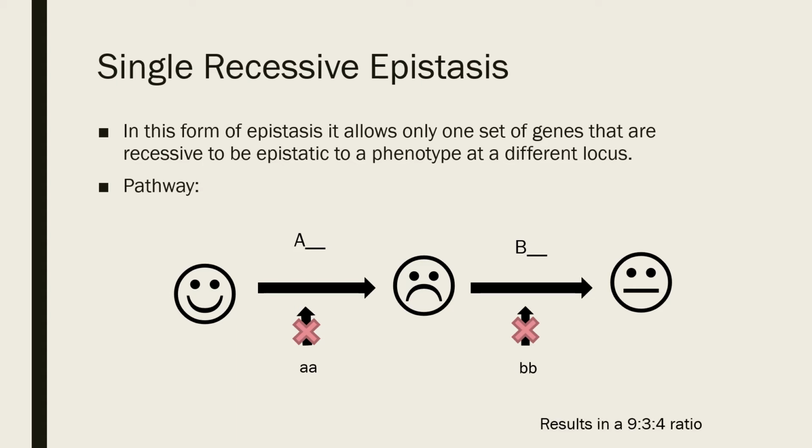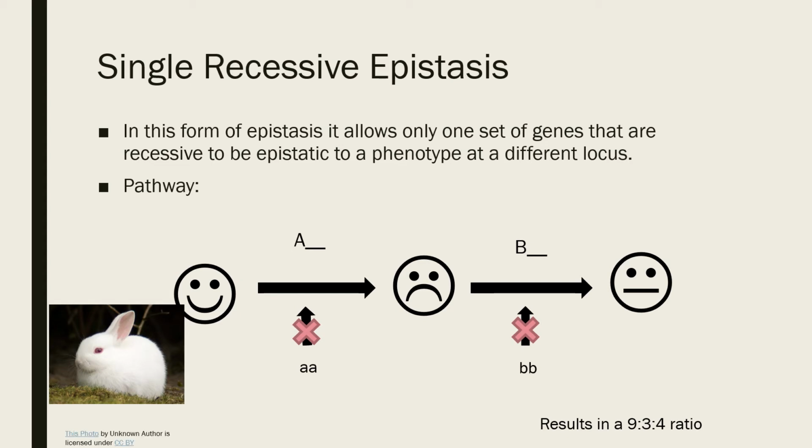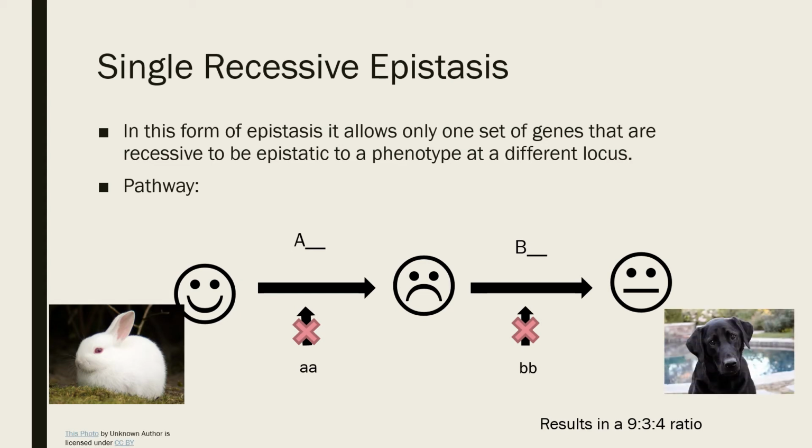And some examples of this will always end in a ratio of 9:3:4 if it is epistasis. Some examples of this are albinism and coat colors.